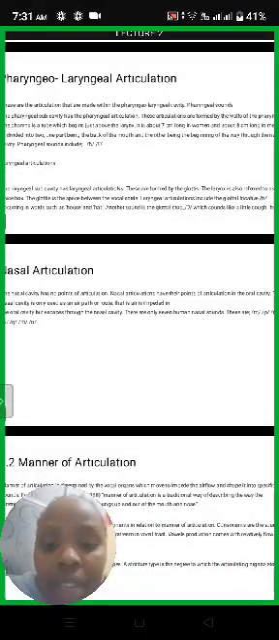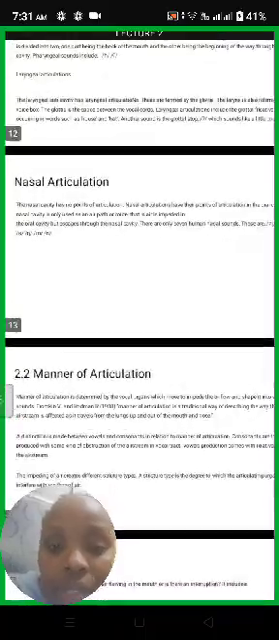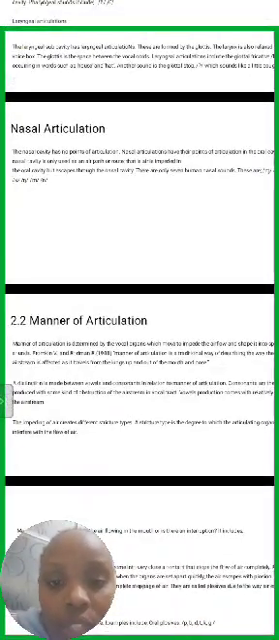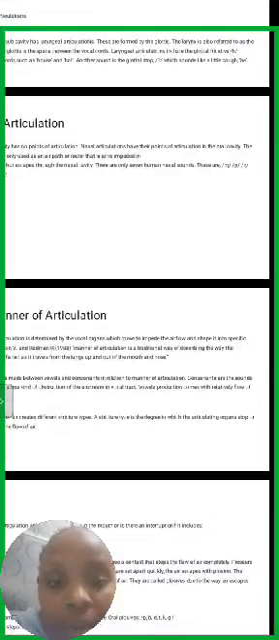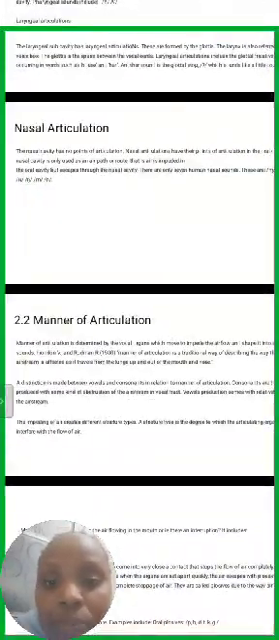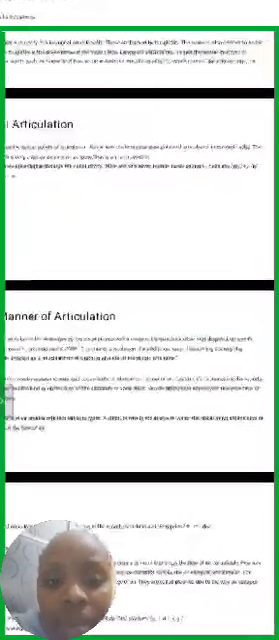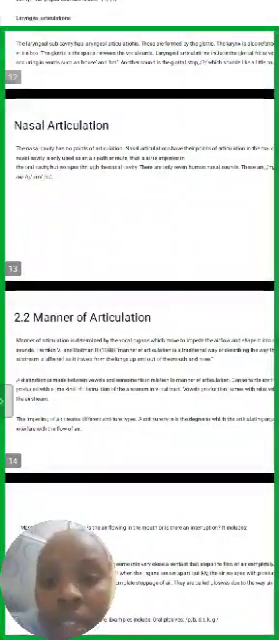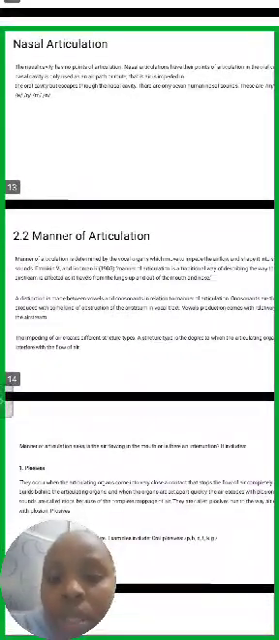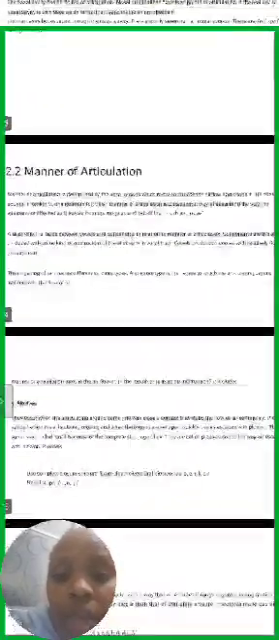So we have the nasal articulation. Let's go to the nasal articulation. The nasal cavity has no points of articulation. Nasal articulators have their points of articulation in the oral cavity. So there are 7 human nasal sounds. So all those sounds, make sure that you know how to pronounce them.